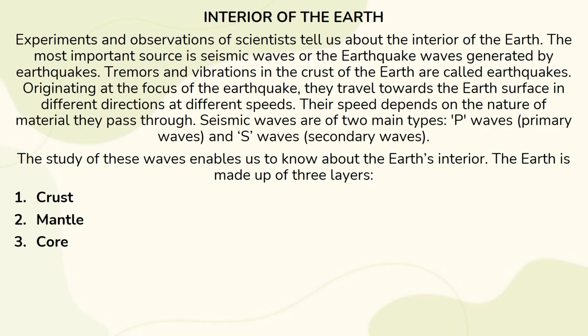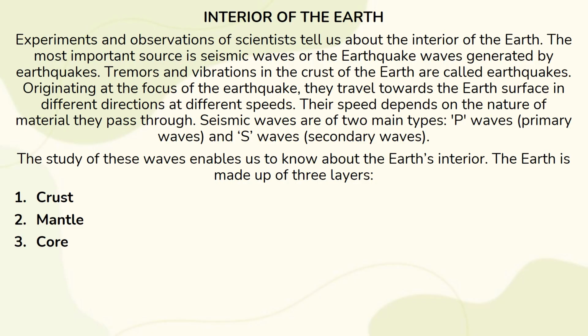The most important source is seismic waves or the earthquake waves generated by earthquakes. Tremors and vibrations in the crust of the Earth are called earthquakes. Originating at the focus of the earthquake, they travel towards the Earth's surface in different directions at different speeds. Their speed depends on the nature of material they pass through. Seismic waves are of two main types: P waves, primary waves, and S waves, secondary waves. The study of these waves enables us to know about the Earth's interior.